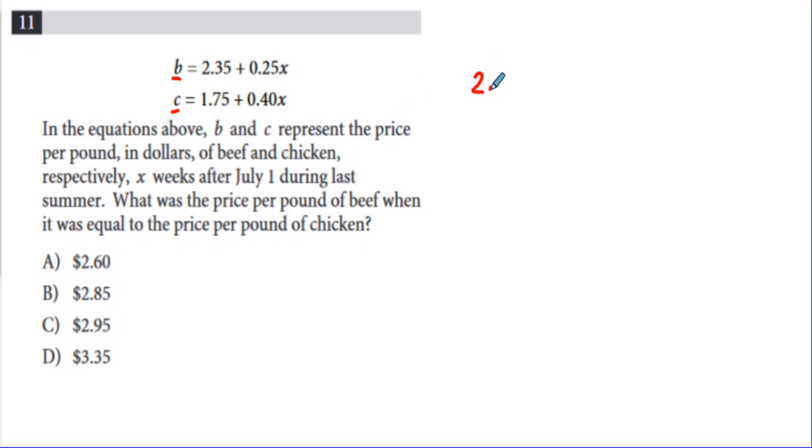So I could do this just as an algebra problem and say 2.35 plus 0.25x should be equal to 1.75 plus 0.4x, okay? And I can solve this. And if you're comfortable with this type of work, this is a good strategy, okay? So let's do that first. If I subtract 1.75 from 2.35, you end up getting 0.60, okay? And then if I subtract this 0.25x back, we get 0.60 equals 0.15x, okay? So this is my expression.